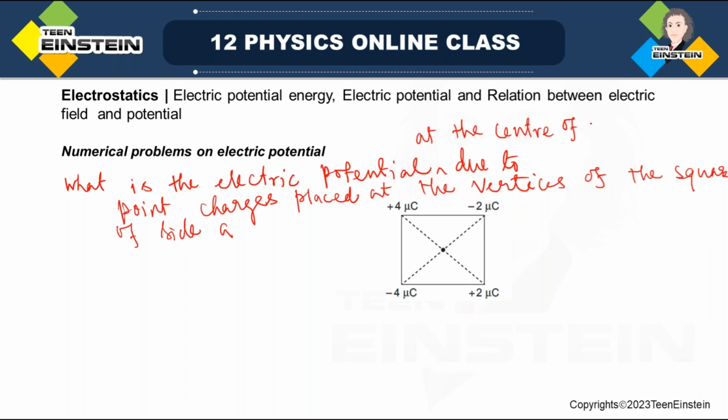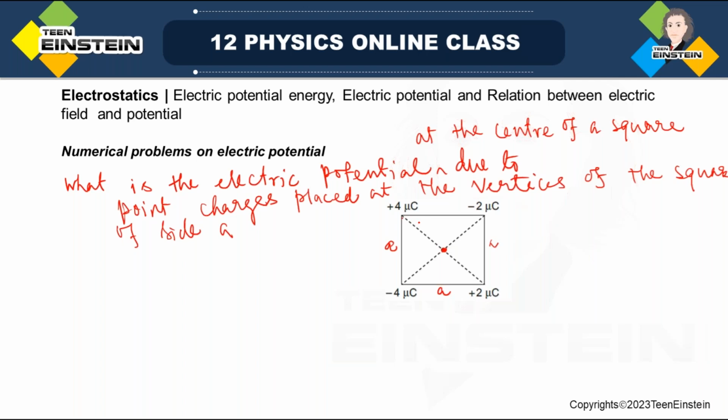Center of a square due to point charges placed at the vertices of the square of side A. So all the sides are A. In this case, at this point at the center, we have to calculate the potential.